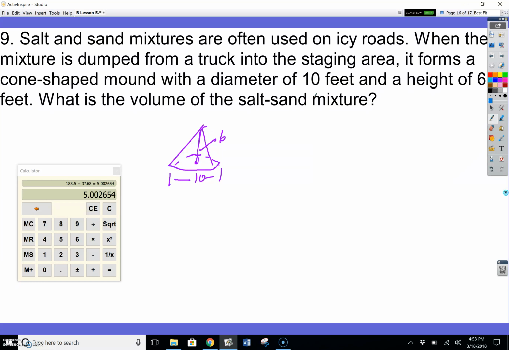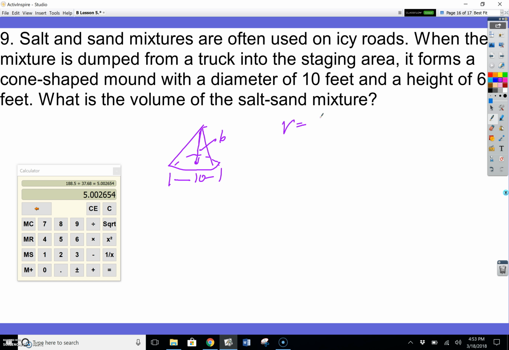Find the volume. So guys, I don't know if you've ever seen this. Have you ever seen a dump truck or something with a conveyor belt that has dirt on it that's dumping it? When you dump sand, even if you go to the beach and have a ton of sand in your hand and you're dumping it out, it's going to form a cone shape. So using this information, we're going to find the volume of this salt mixture.